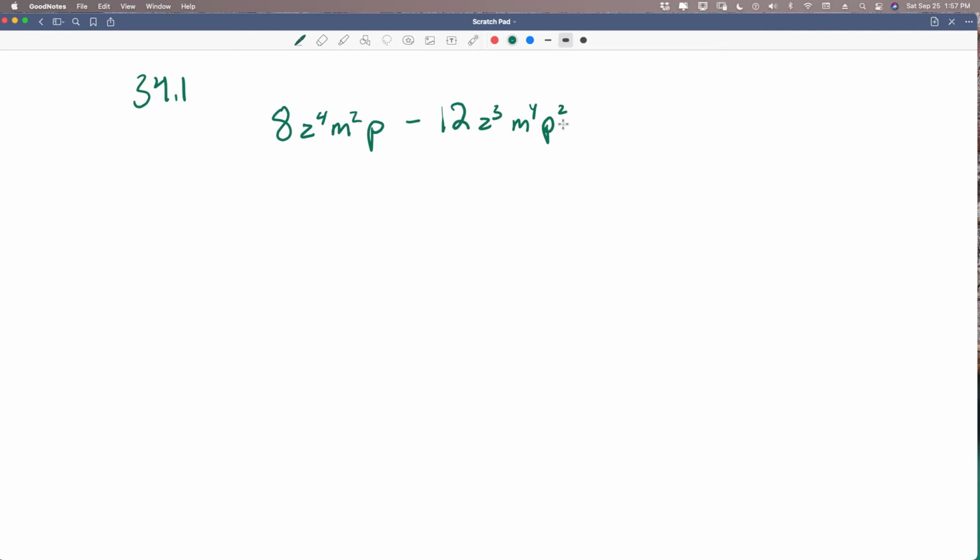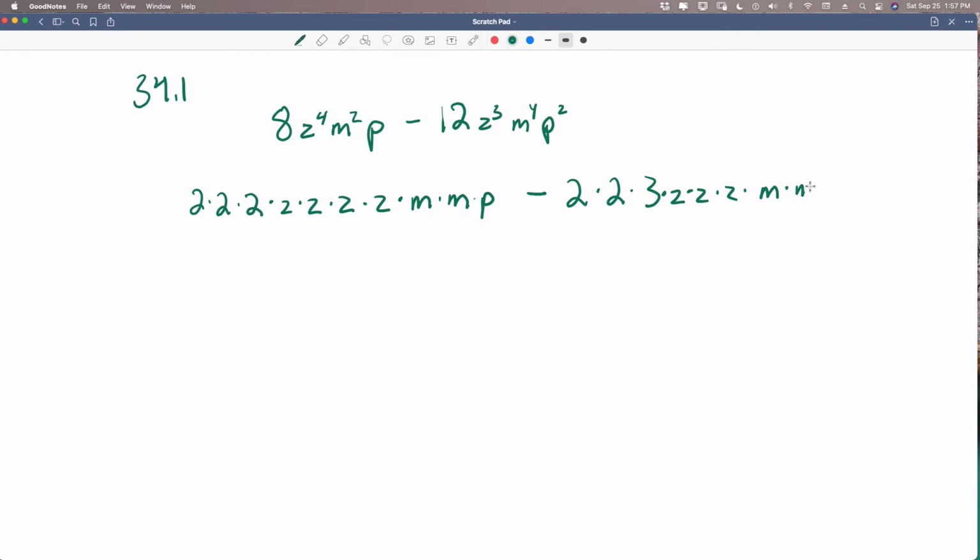So the easiest thing to do is put all of these in prime factorization. So 2 times 2 times 2, that's 8, times z times z times z times z, 2 m's and 1 p minus 2 times 2 times 3, and then we have times z times z times z, 4 m's, and then 2 p's.